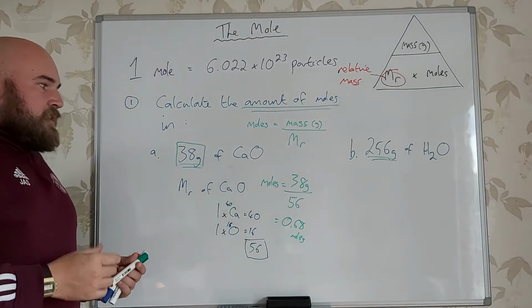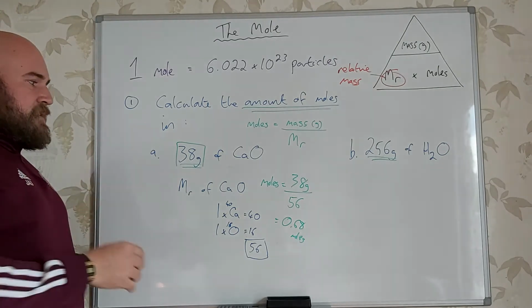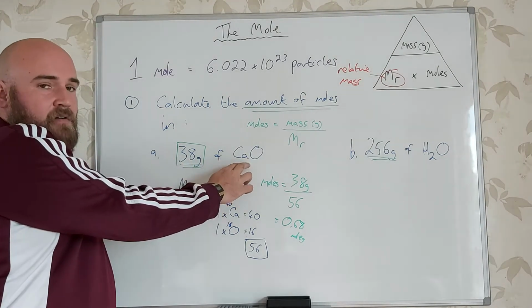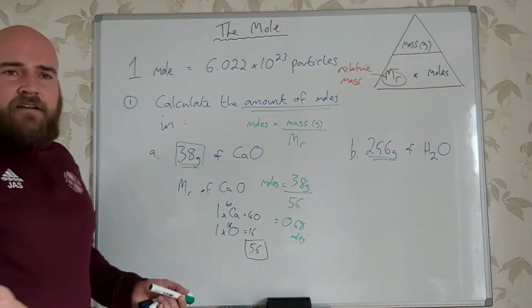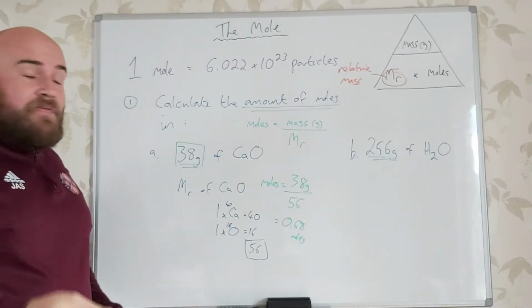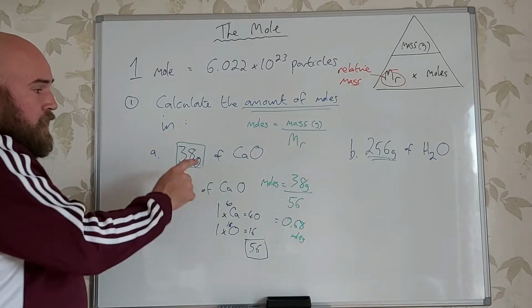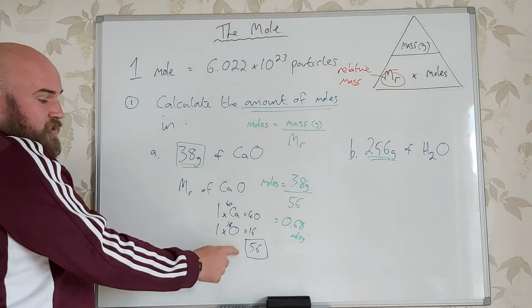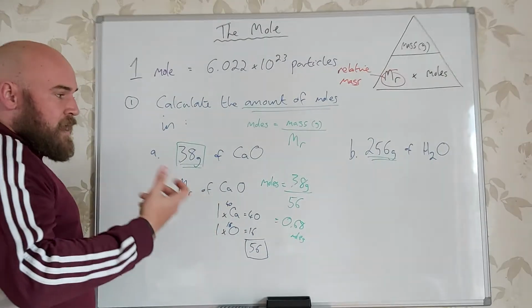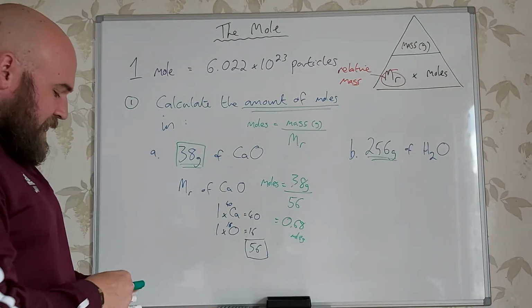So that's how you can actually use it. The only thing I had to do here is, I was given a mass, I had to work out the Mr of the formula. So if I told my technician, I've got 38 grams of calcium oxide, how many moles is that? They'd be able to calculate it like that, because it's just moles, so mass divided by the Mr. And the Mr is just all the different atoms in the formula, all their masses added together.